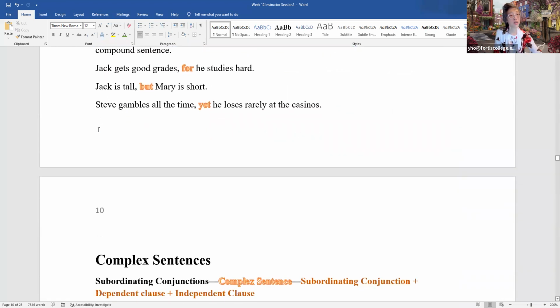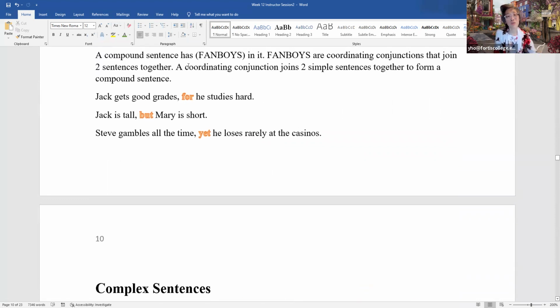Jack gets good grades, for, he studies hard. Another thing is, students don't understand what "for" used this way means. If I say Jack gets good grades, for, he studies hard. Here, for means because. A lot of people didn't know what for meant. And then, wait, what are you talking about? And so this is another way of saying because. The meaning is the same, okay, but not the sentence structure. So Jack gets good grades because he studies hard.